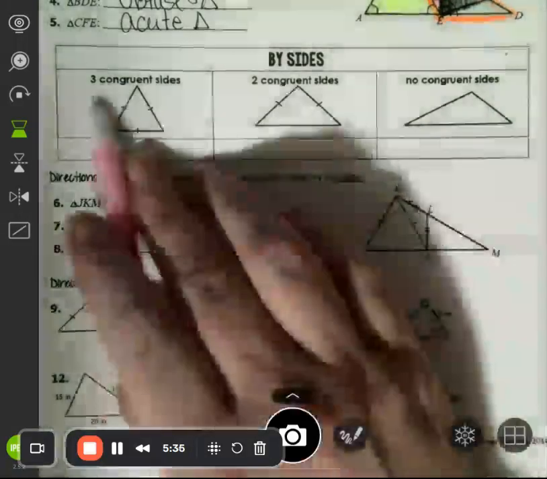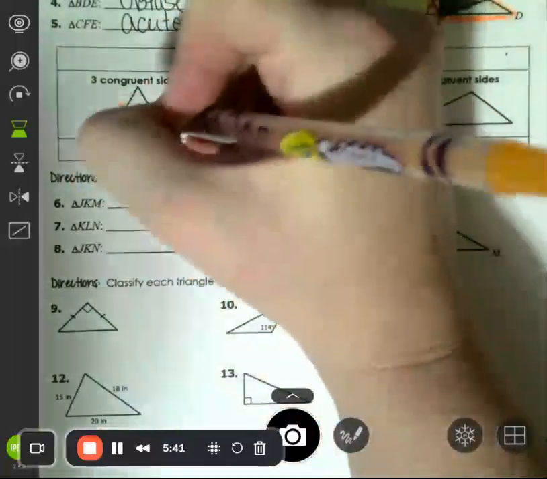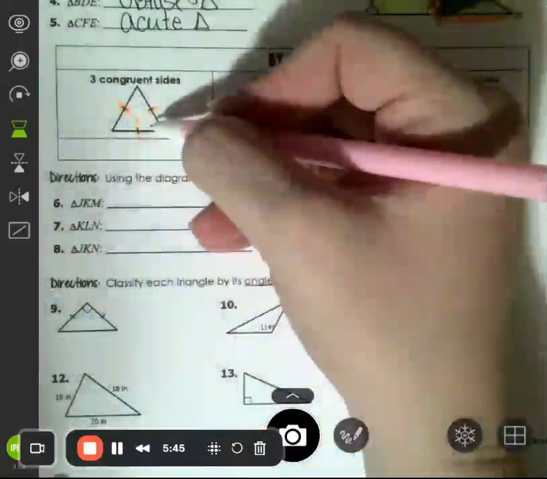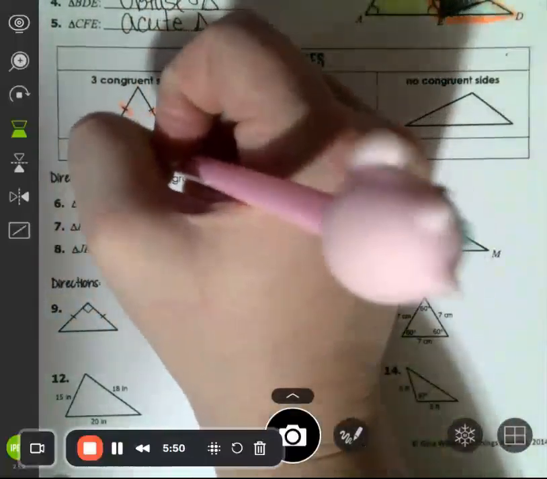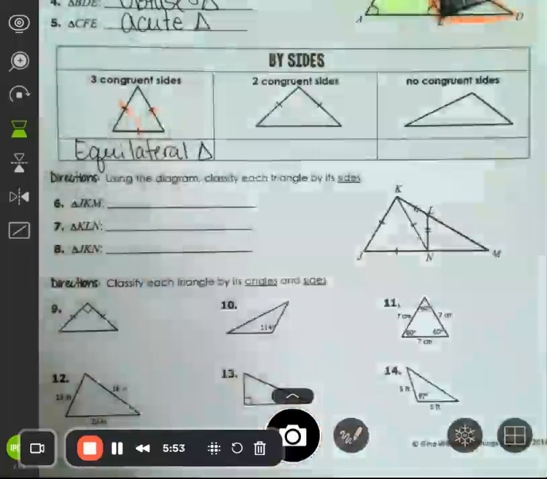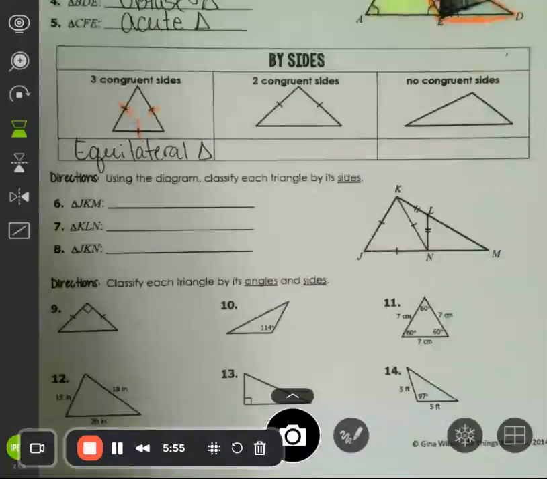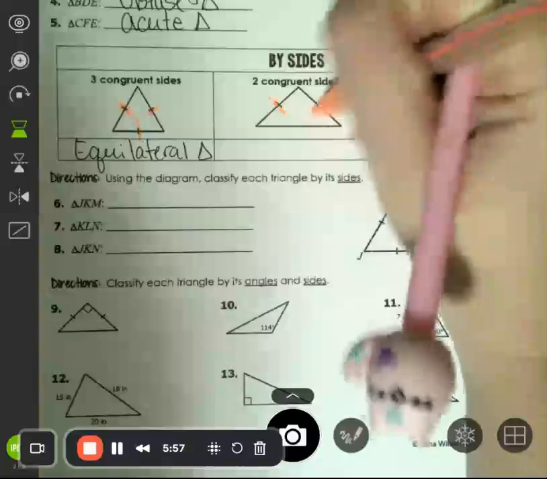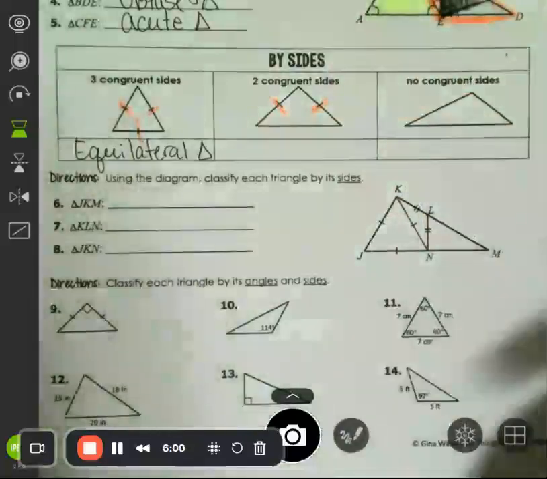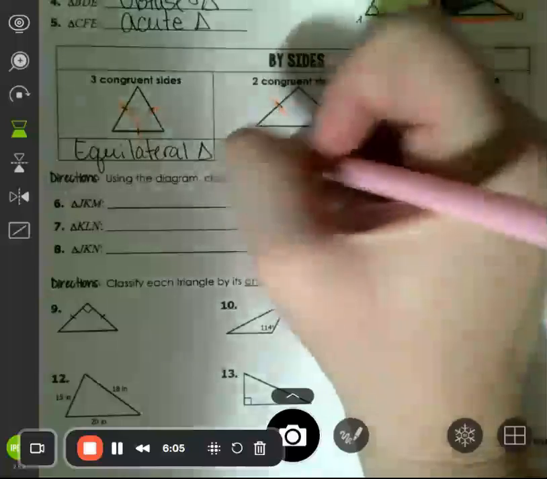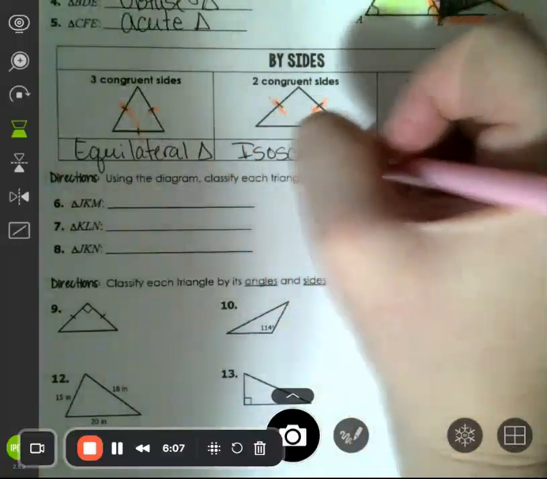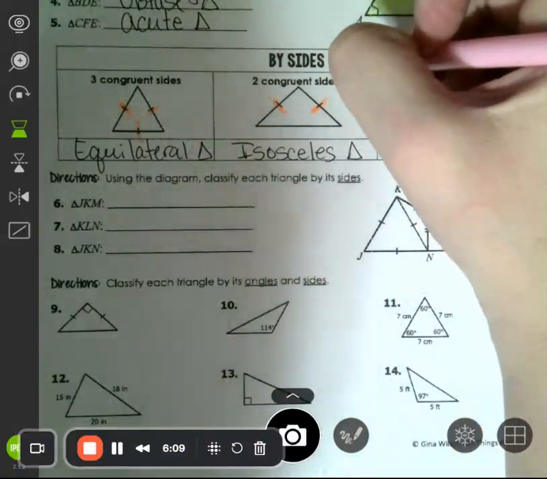So when we have three congruent sides of a triangle, and they'll be marked with our congruency tick marks, just like our angles had our congruency tick marks, all three sides are the same. This is called an equilateral triangle. Two congruent sides, only two of the sides are congruent, that is an isosceles triangle. And how I remember this is you have two eyes that are the same.